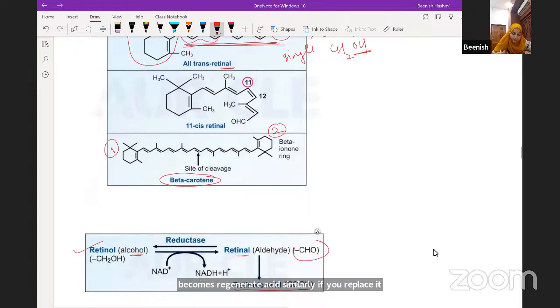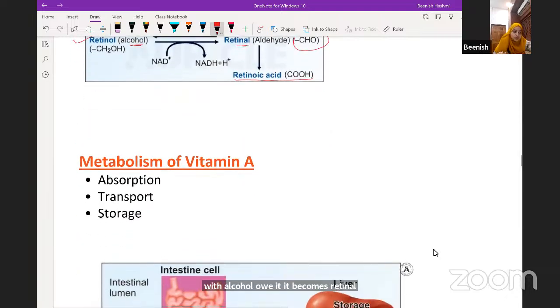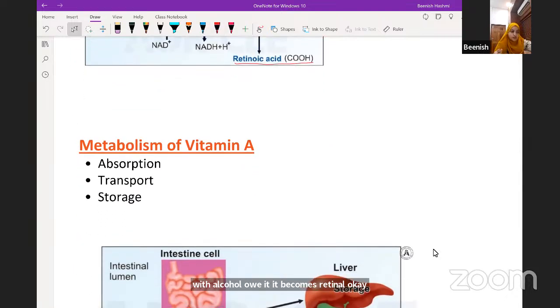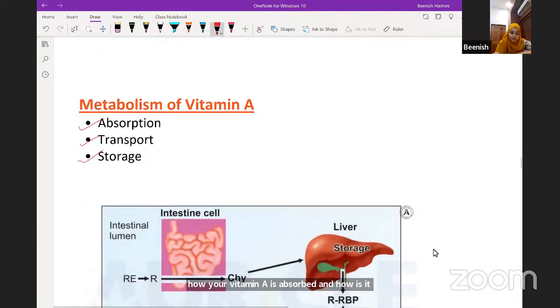Okay. Now moving on to the metabolism of vitamin A. Now metabolism of vitamin A, I'll be discussing it under 3 heads. That is its absorption, transport and storage. That is how your vitamin A is absorbed, then how is it transported, and then how is it stored.